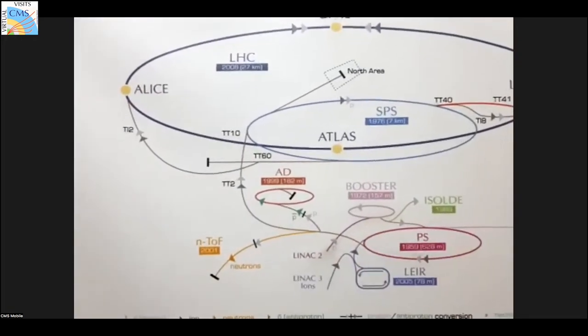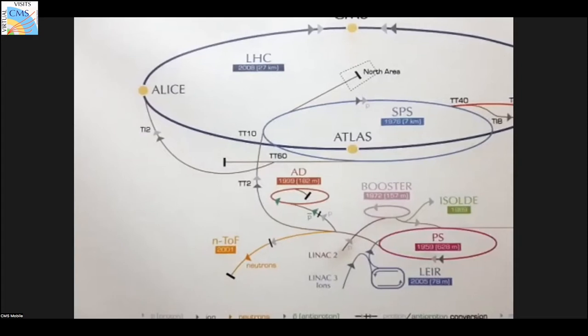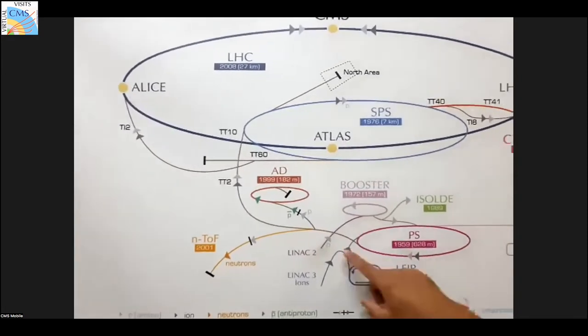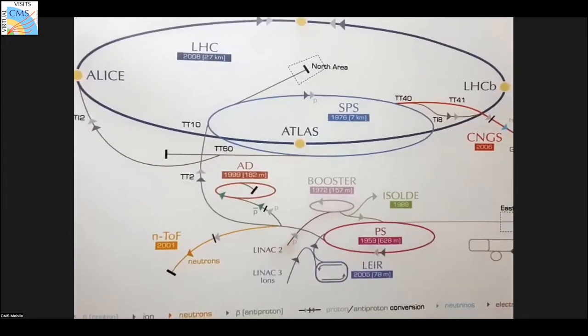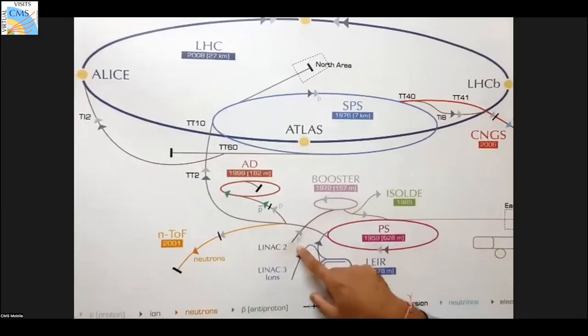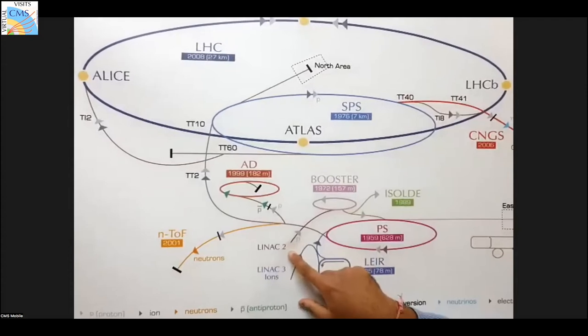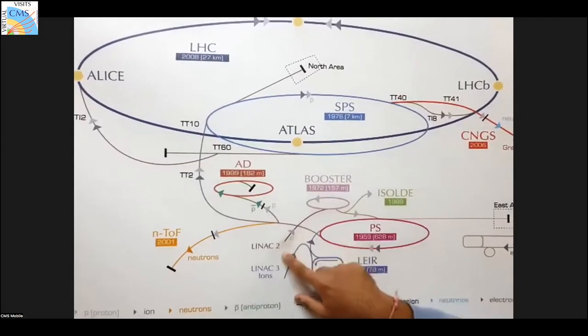Try to remember that we have bunches of protons, and each bunch has 250 billion protons. So we need to do this bunching together to keep the protons together, and also to increase the energy of the proton. So there is a chain of accelerators.